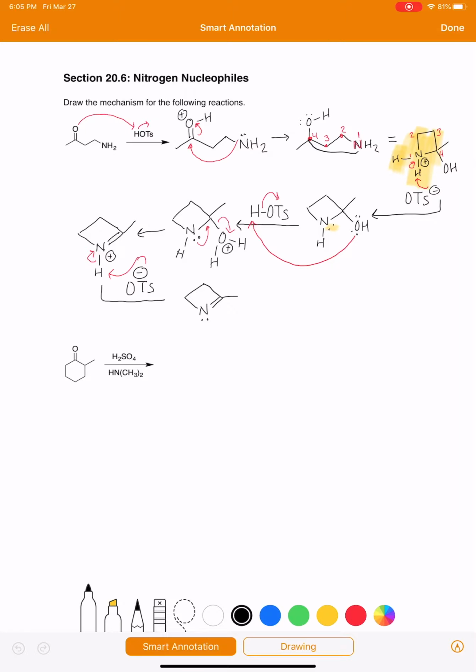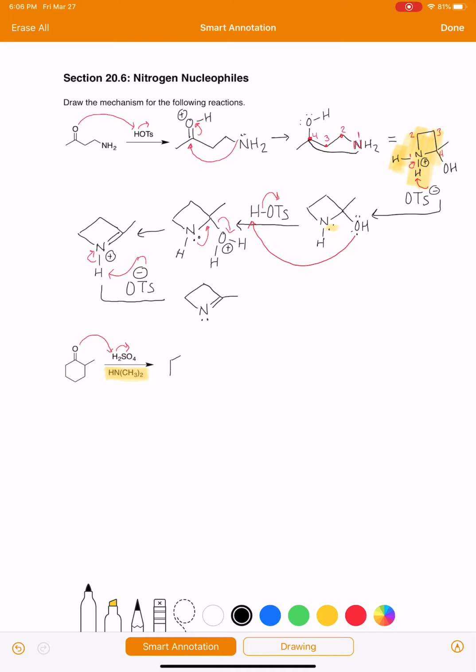So now let's finish this worksheet with this second reaction. This is an opportunity for us to practice a secondary amine as our nucleophile. And we are using sulfuric acid as our acid catalyst. So step one in this reaction always is to protonate the oxygen.